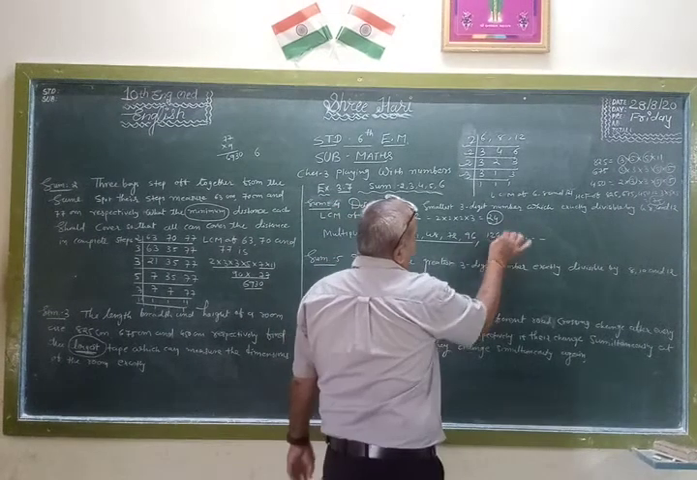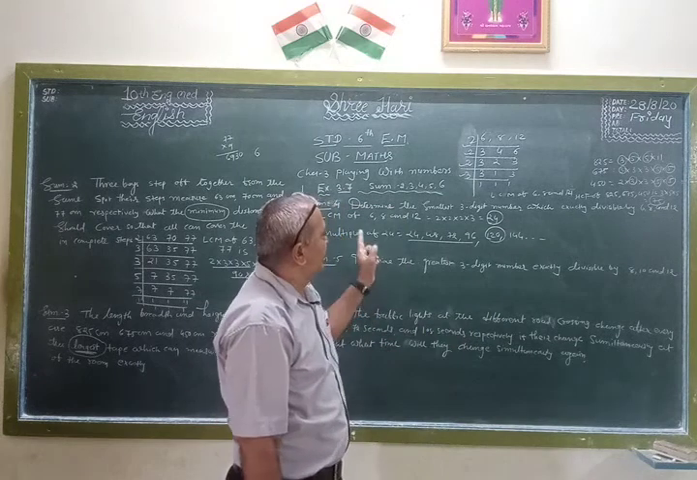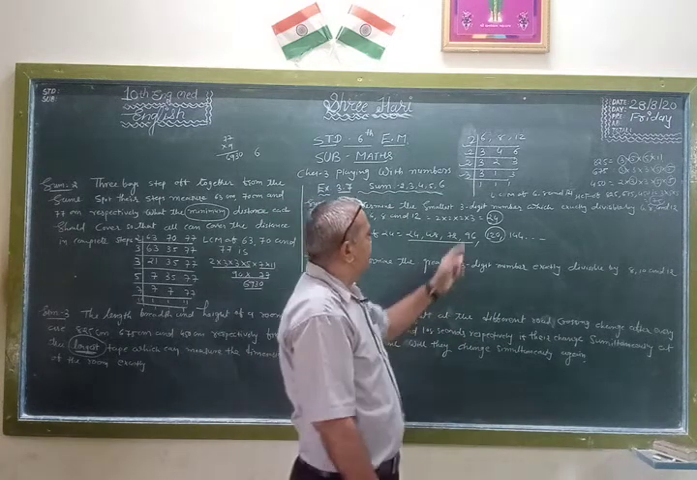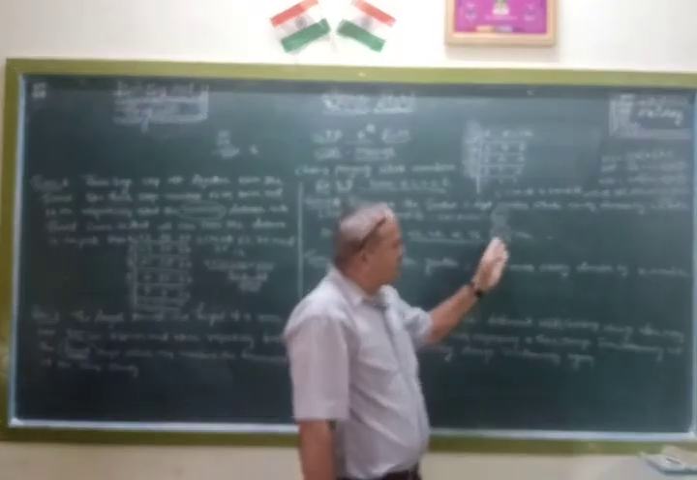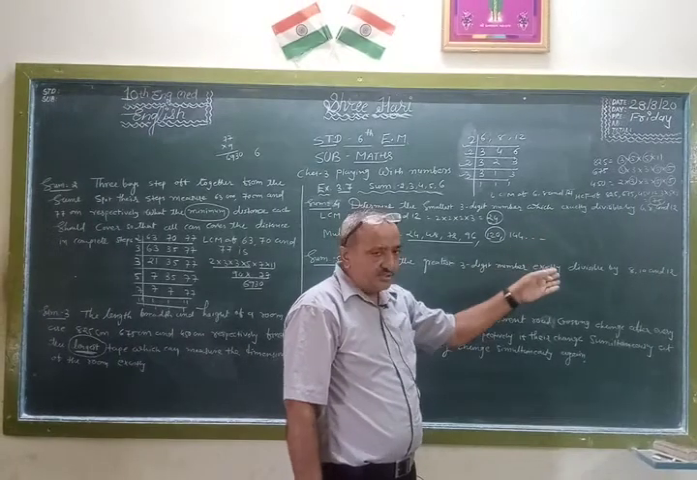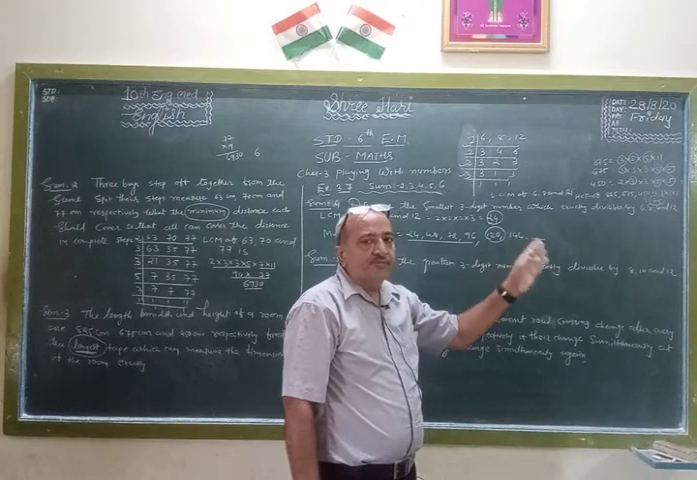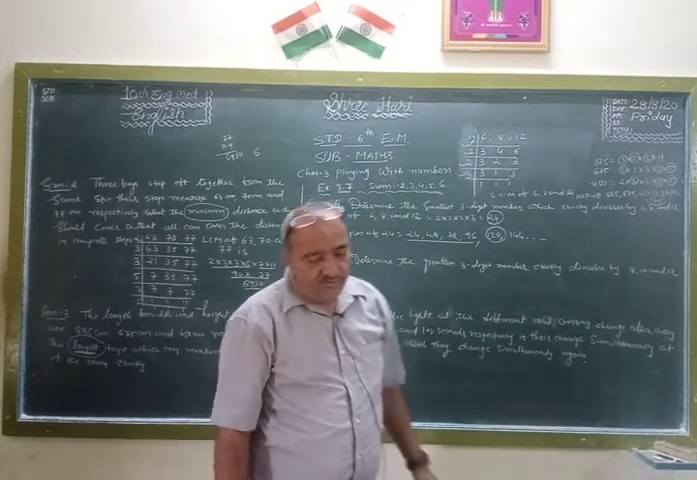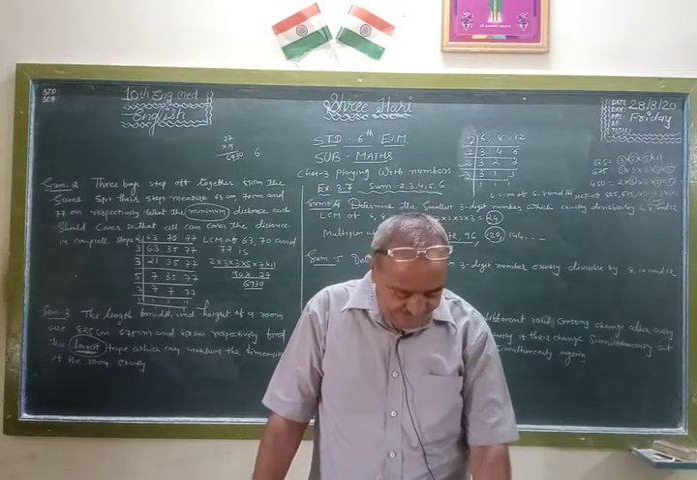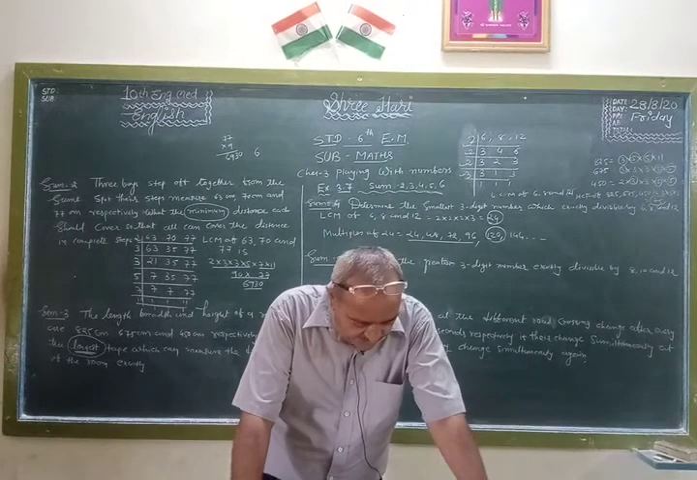Friends, 120 is the smallest 3 digit number which can be exactly divided by 6, 8 and 12, because 120 is a multiple of 6, a multiple of 8 and a multiple of 12 also. So 120 is a number which we can exactly divide by 6, 8 and 12. Now friends, sum number 5.